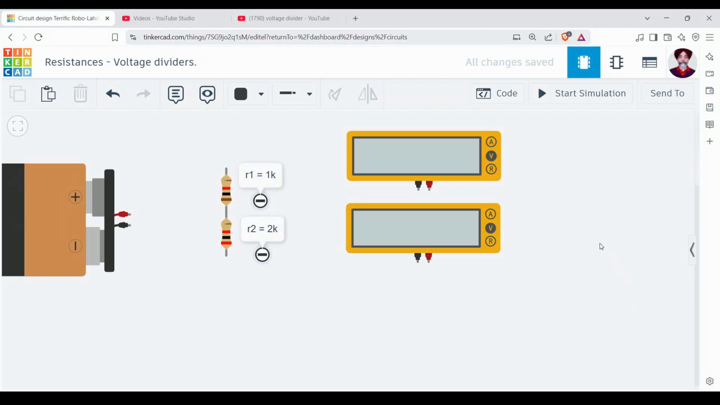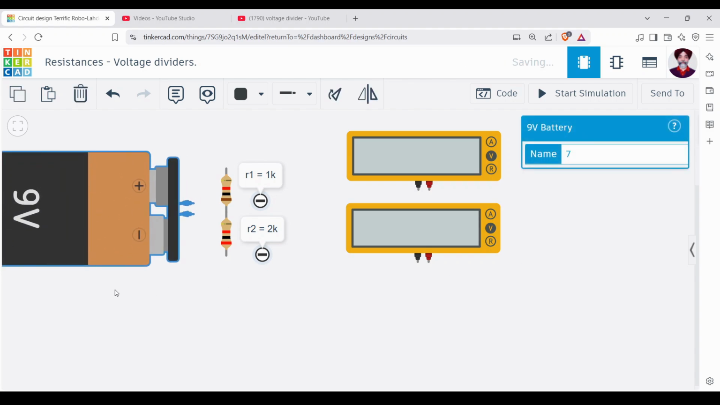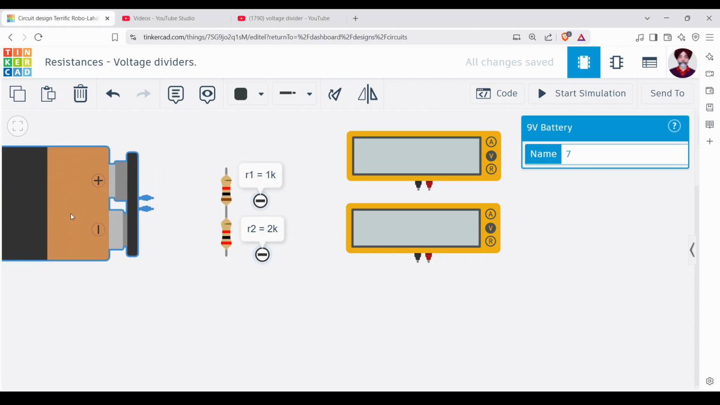Hello everyone. Today we are going to do this topic that is resistances working as voltage dividers. Voltage dividers would mean if I have a 9-volt battery and I want to divide this voltage into say a 3-volt component and a 6-volt component or a 1-volt component, how do I do the division? How do I divide them? So let us learn how things happen here.